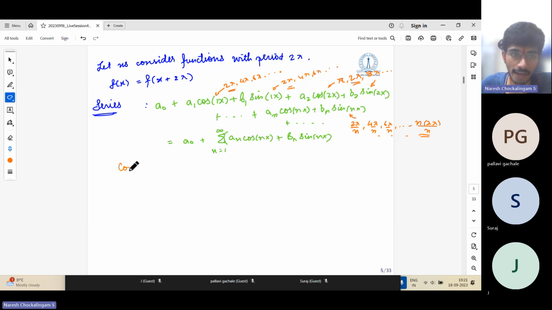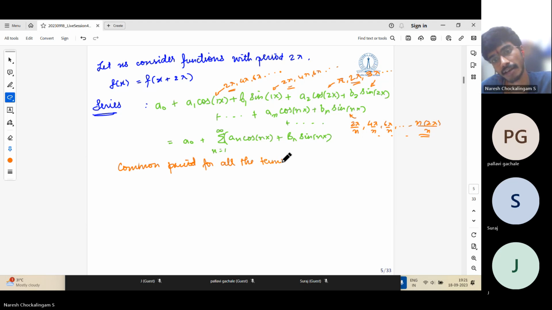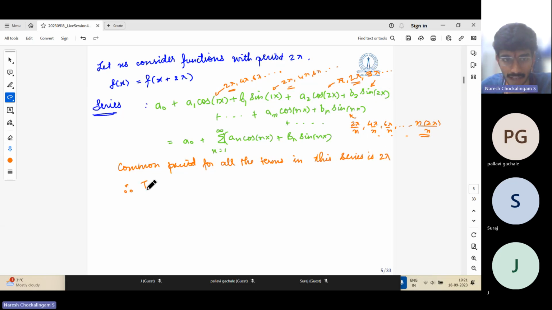So the common period for all the terms in this series is 2 pi. Therefore, the series is 2 pi periodic. This summation is 2 pi periodic. So this has a period 2 pi.